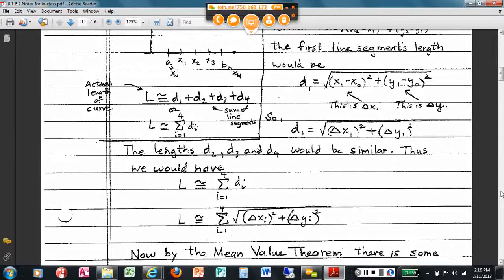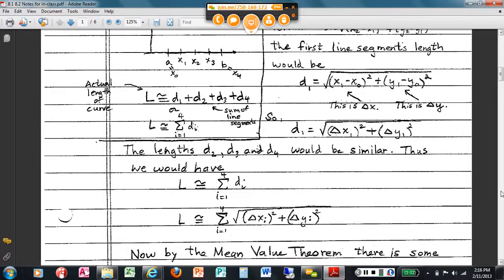D2, D3, D4, very similar, right? Well, couldn't we refer to that as delta x? And couldn't we refer to that as delta y? It's just a change in y, change in x is all that means. So delta x sub 1 and delta y sub 1. Let's refer to those as that. Makes the notation a little easier. D2, D3, and D4 are the same accordingly.